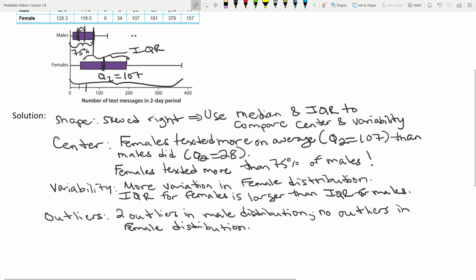All right, so we compare the 2 distributions. Seems like on average the females text more over this 2-day period, according to the sample that was taken. Most females text more than about 75% of males, and there's definitely a variation in the female distribution. So some females are really on the low side, and some females are really on the high side.